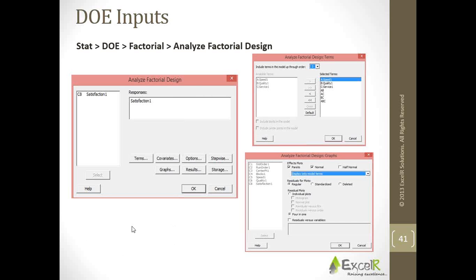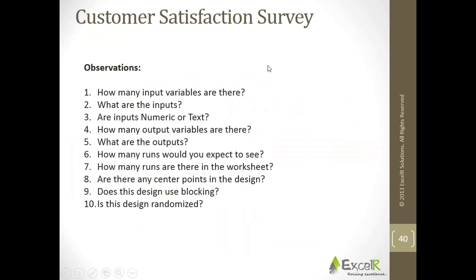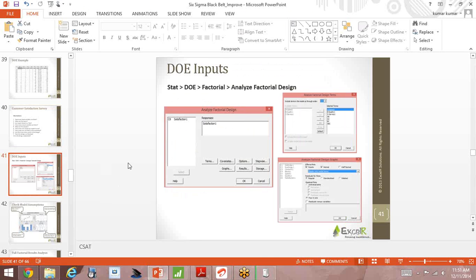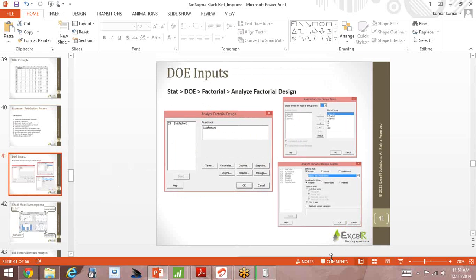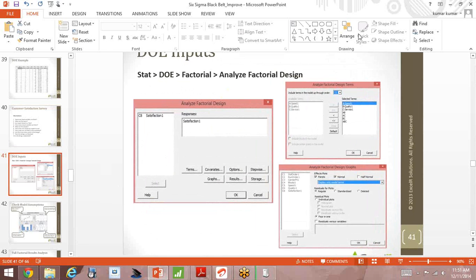So last time we discussed until here, the customer satisfaction survey. We discussed what the various inputs are. Yes, this is the improve phase that we are doing. Design of experiments means it is the improve phase. Okay, so let us continue from here.